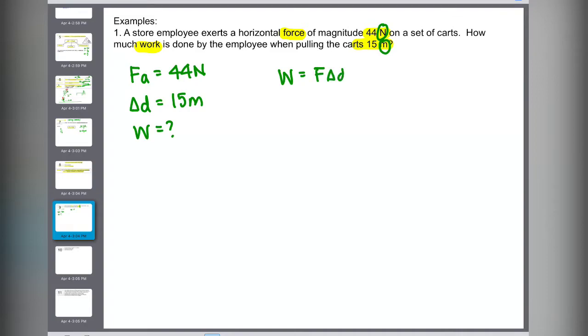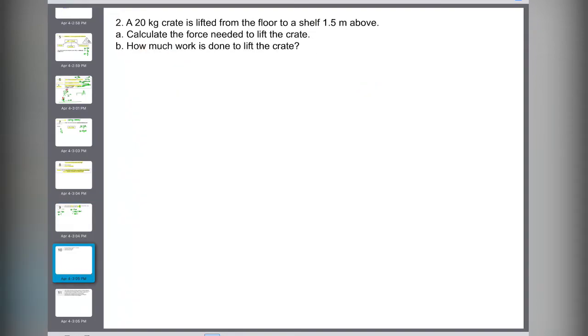So we know that work is force times displacement. If you need to, you look back to the equation, right? Force is 44 newtons. Displacement is 15 meters. So this time I multiplied: 44 times 15, 660. Unit for work, what is it? Joules.